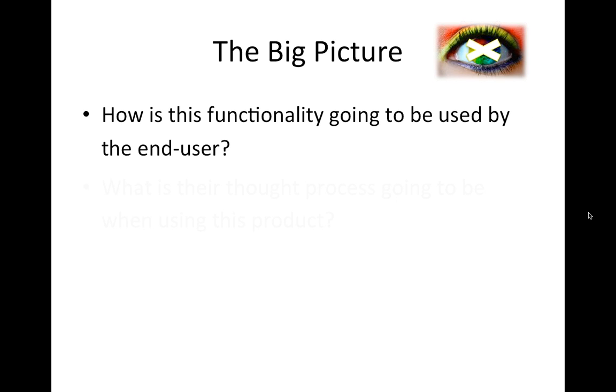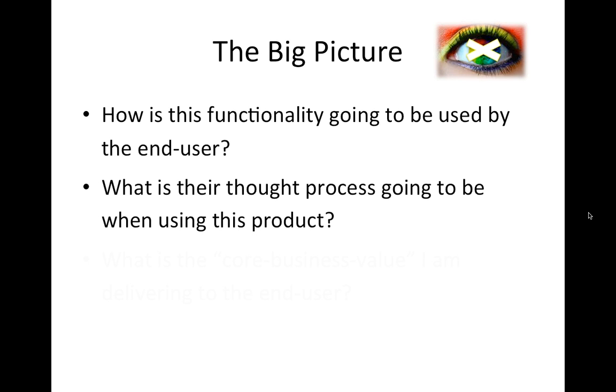We need to keep thinking about how this functionality is going to be used by the end user, what is going to be their thought process when using the product, and what is the core business value I'm delivering to the end user. If we do not think about the big picture, we get lost in the silos, we get stuck at the fine grained granular levels, and we may end up validating a requirement which was not even existing or usable in that fashion. So it is very important to keep looking at the big picture.